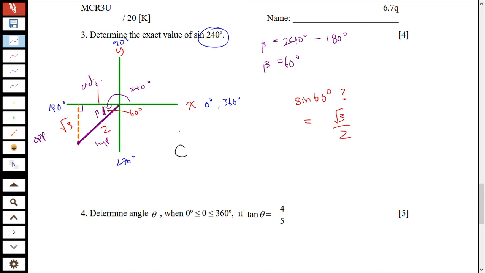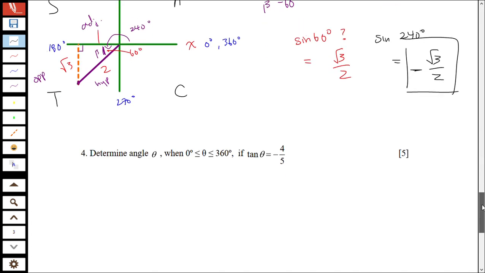So we start from down here, we have CAST. This shows that whatever has a tan ratio should be positive, but this is sine. So therefore, sine of 240 is going to be root 3 over 2. The number is the same. However, because it's in the third quadrant, it's going to be negative. Okay, so sine of 240, the exact value of the ratio, would be negative root 3 over 2.